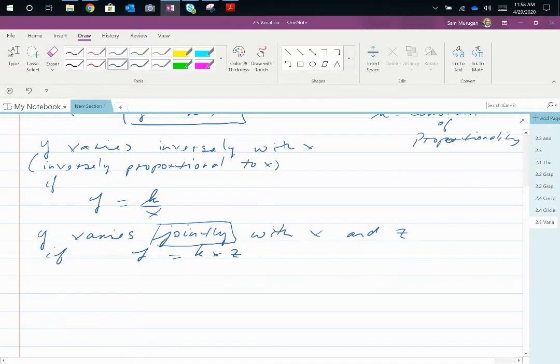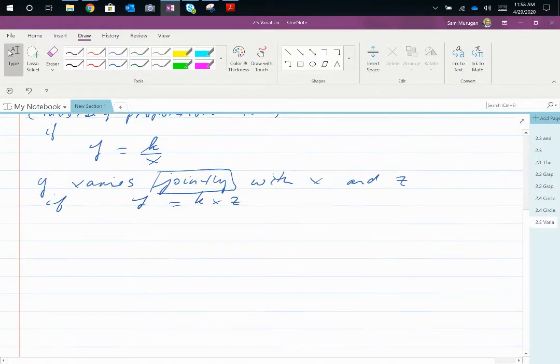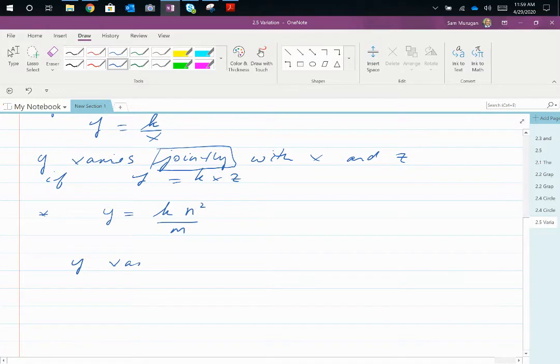Okay, jointly, inversely, and if we have, say, Y is equal to K n squared over m, we would describe this as Y varies directly with n squared and inversely with m.